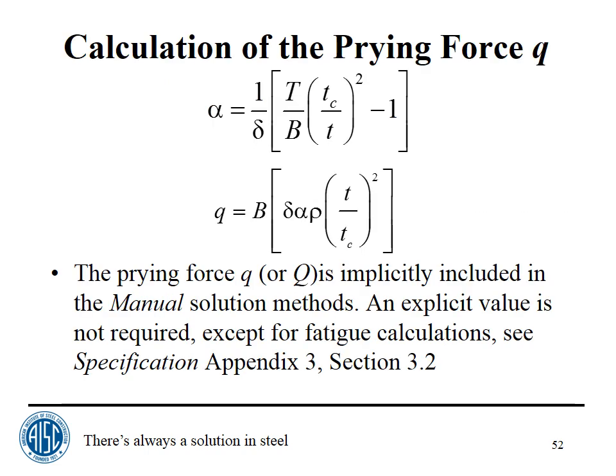By the second formula on this slide, the prying force, little q here, or big Q, the same thing, is B, which is the bolt design strength, available strength, multiplied by alpha delta rho times the quantity T over T sub C squared. Again, all of these equations are in dimensionless form.